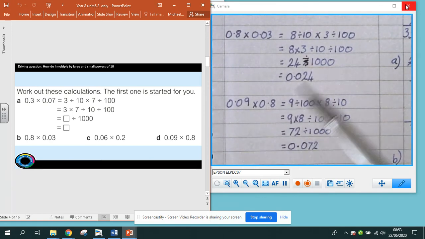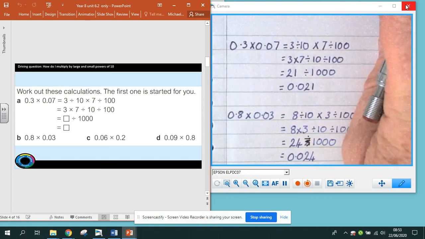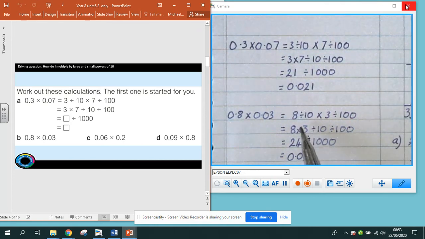The next one is very, very similar. Let me just put it there. Next one is very similar. We've got 0.8, which is the same as 8 divided by 10, and 0.03, which is the same as 3 divided by 100. So that gives me that line.